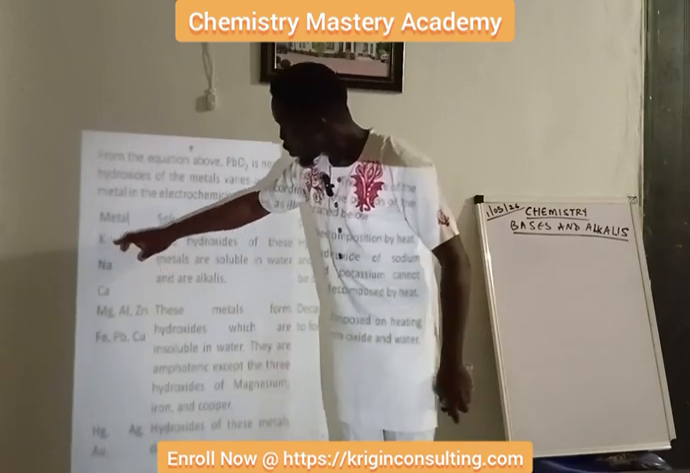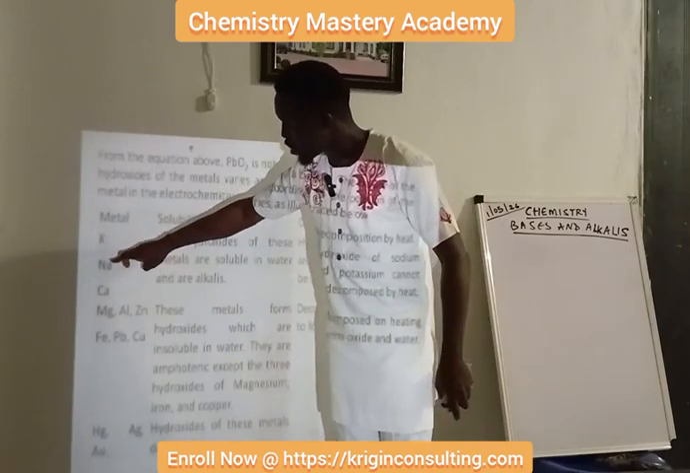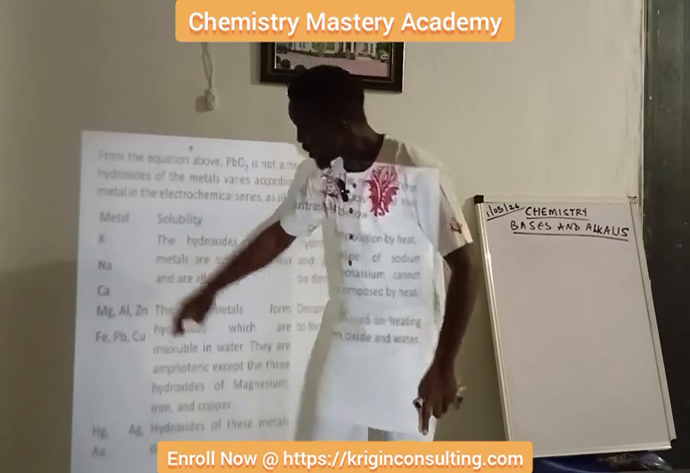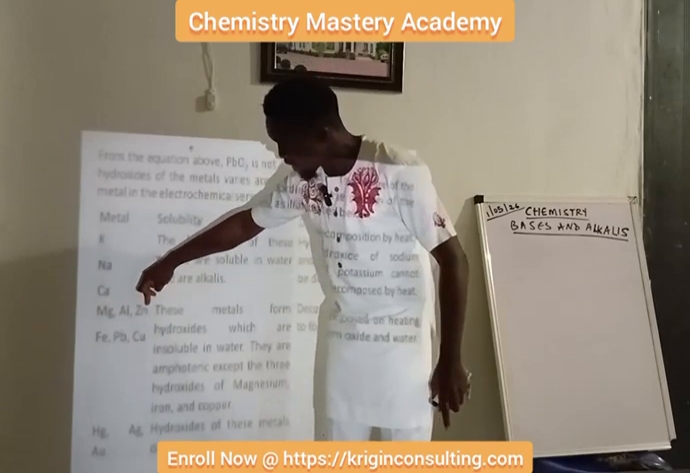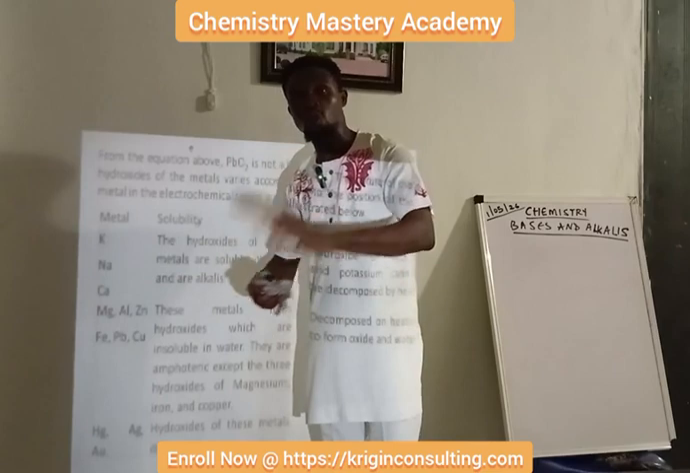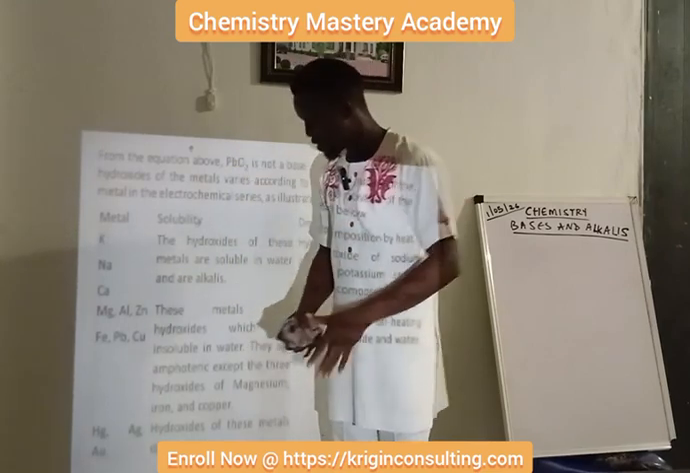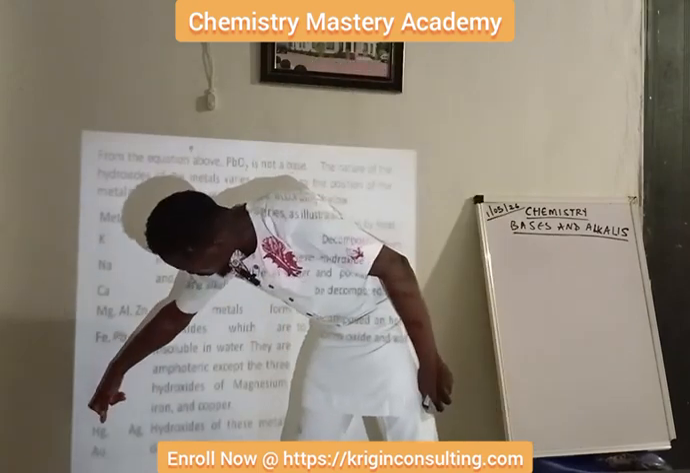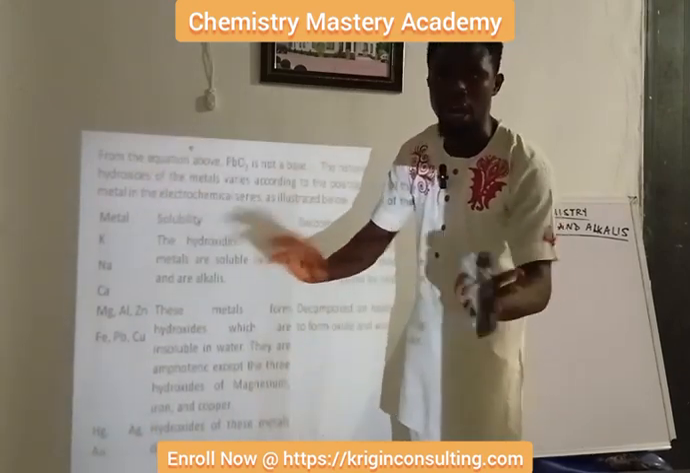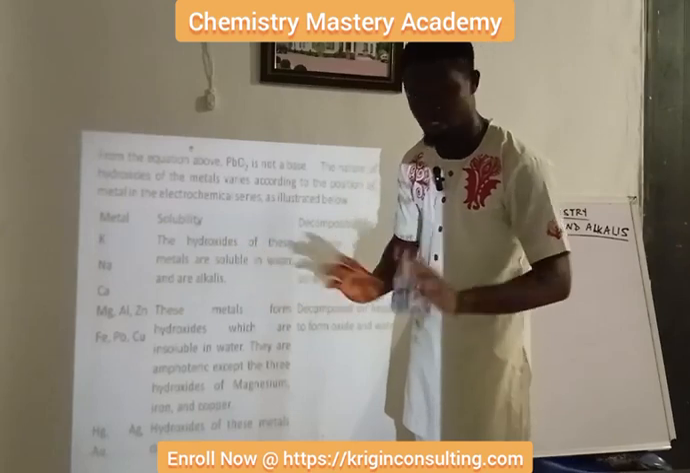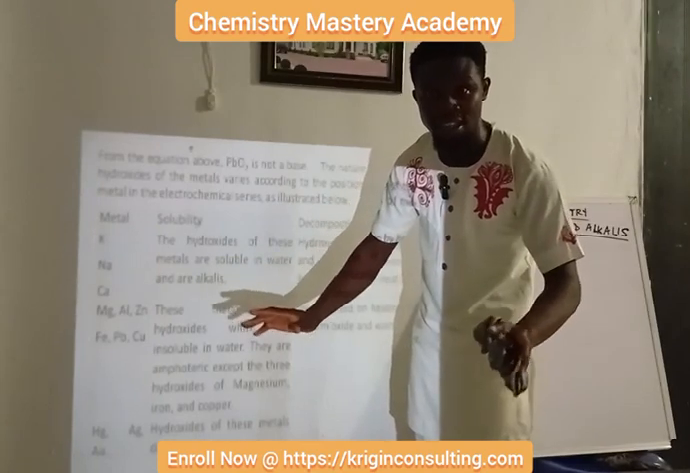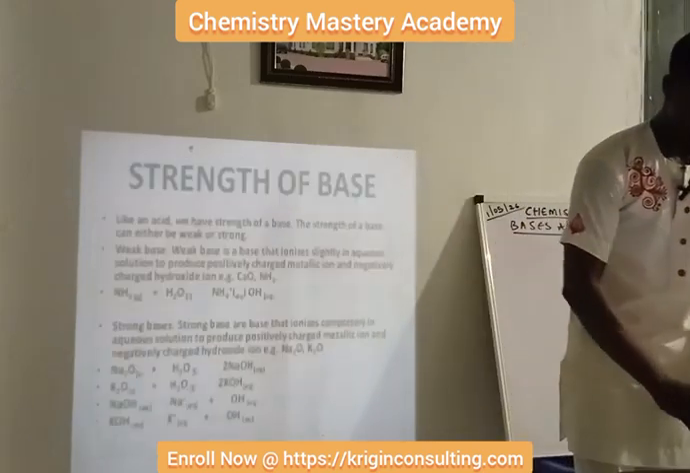So while potassium hydroxide, sodium hydroxide, calcium hydroxide are soluble in water and so they are alkalis, magnesium hydroxide, aluminium hydroxide, zinc hydroxide, iron hydroxide, lead hydroxide, and copper hydroxide are not soluble in water, so they are not what? Alkalis. Now we have mercury, silver, and gold. These ones, they don't have hydroxide. Is that clear? So they don't have hydroxide, they cannot be base, they cannot be what? Alkali. Is that clear? Alright, so let's move further.